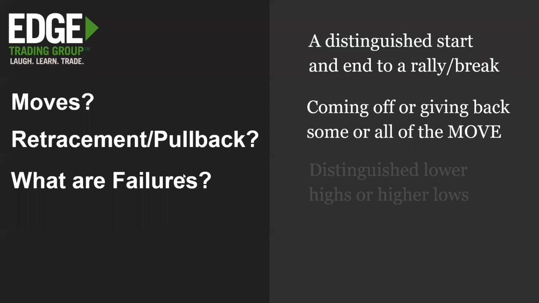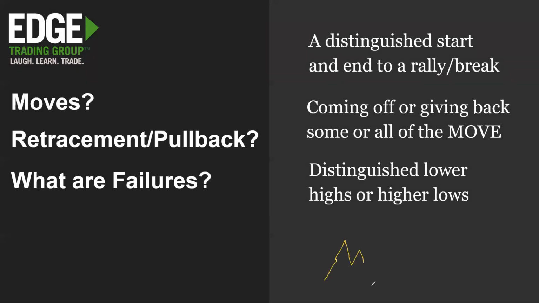Now, next question. I actually didn't read out the definition, but again, failures are distinguished lower highs or higher lows. Let me draw it again. So lower highs or higher lows. And I'm not trying to be too simplistic, but in order to understand this, I am. Crooked M's, crooked W's, you could also look at it that way.